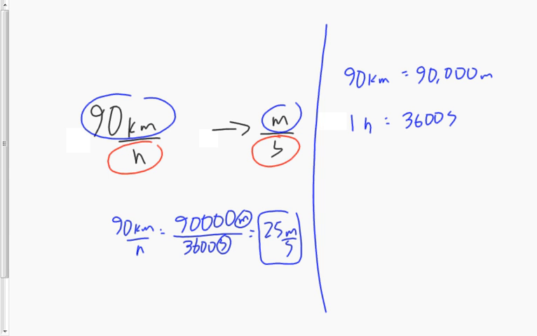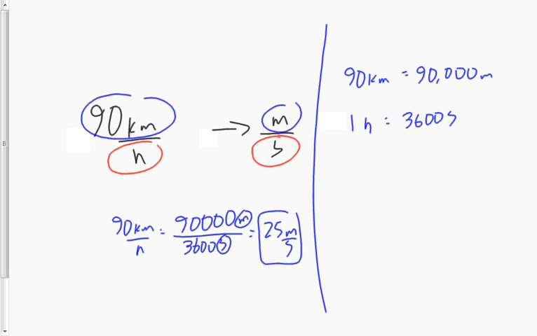So how do you convert kilometers per hour to meters per second? Convert kilometers to meters, and then convert hours to seconds. Multiply by 1,000, and then divide by 3,600 every single time. Okay, that's something that's going to pop up fairly often, actually. You're going to have to do that conversion of kilometers per hour to meters per second.